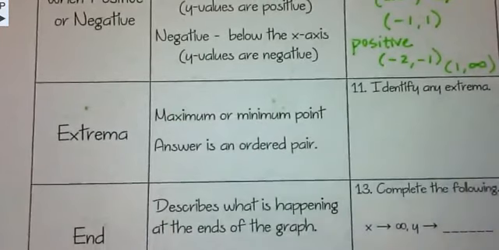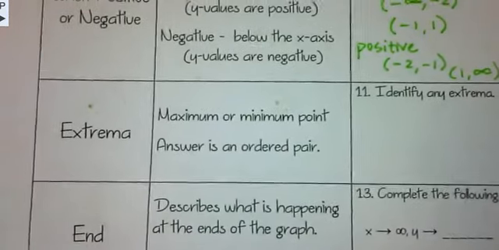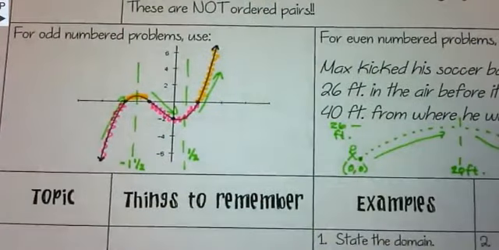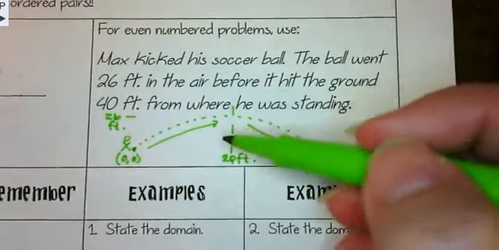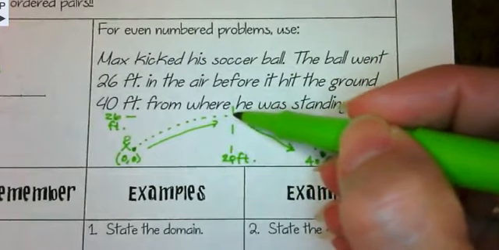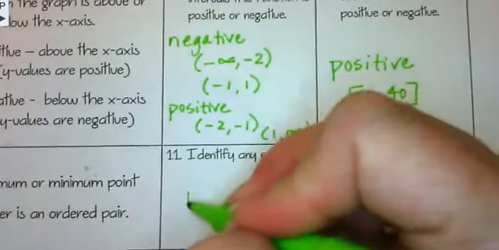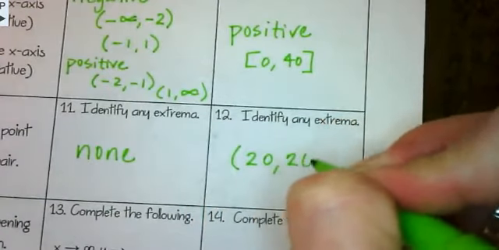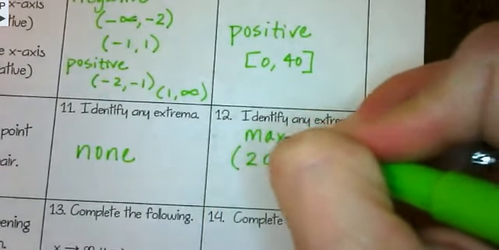All right, extrema, that's our maximum or minimum point. It's also the vertex in most of our situations, and it is an ordered pair. So when we look back at our curve, is there a highest or lowest point? And the answer is no. When we look at this one, is there a highest or lowest? Yes, there's a highest, and it happened at the point (20, 26). So for this one, we had none, and for this one, it was at the point (20, 26), and it was a maximum.